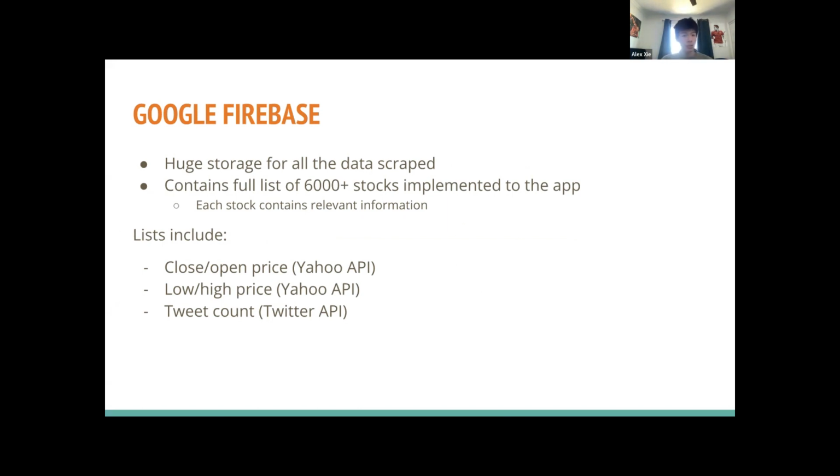So this Firebase storage contains a full list of the 6,000 stocks that will be implemented in the app, and each stock contains its relevant information we scrape from Yahoo Finance, the price, and we also have lists in the Firebase storage for each stock, which contain the closing and opening price that come from the Yahoo API, the high and low price that also come from the Yahoo API, and then most importantly, we have the tweet counts, which come from our Twitter API. Those are all stored in Google Firebase.